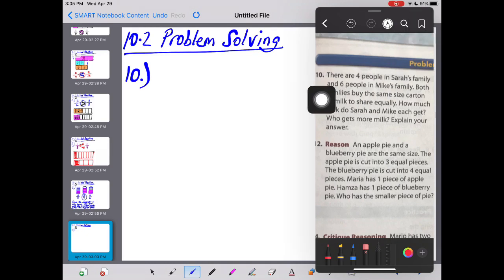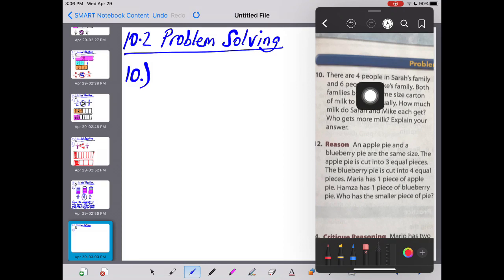For number 10 on page 247, it says there are 4 people in Sarah's family and 6 people in Mike's family. Both families buy the same size carton of milk to share equally. How much milk do Sarah and Mike each get? Who gets more milk? Explain your answer. Wow. Okay. Lots of information here. What do we know?